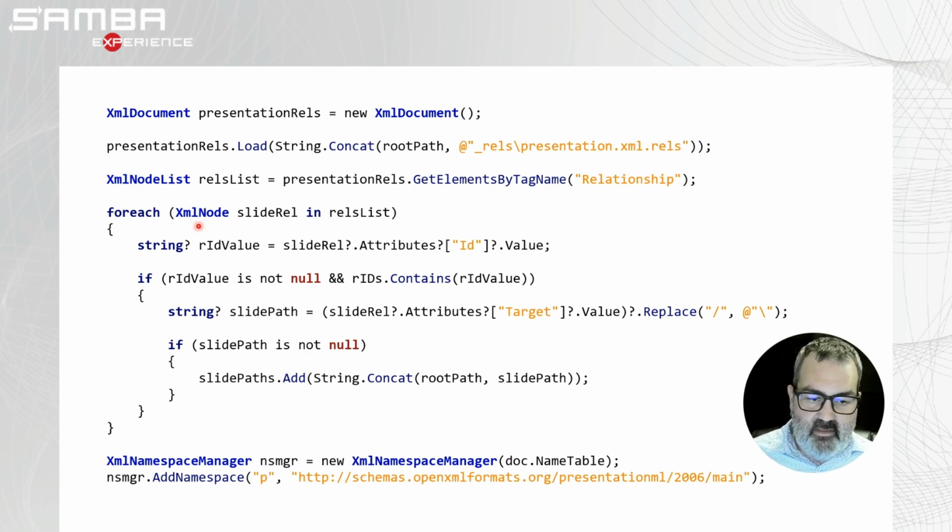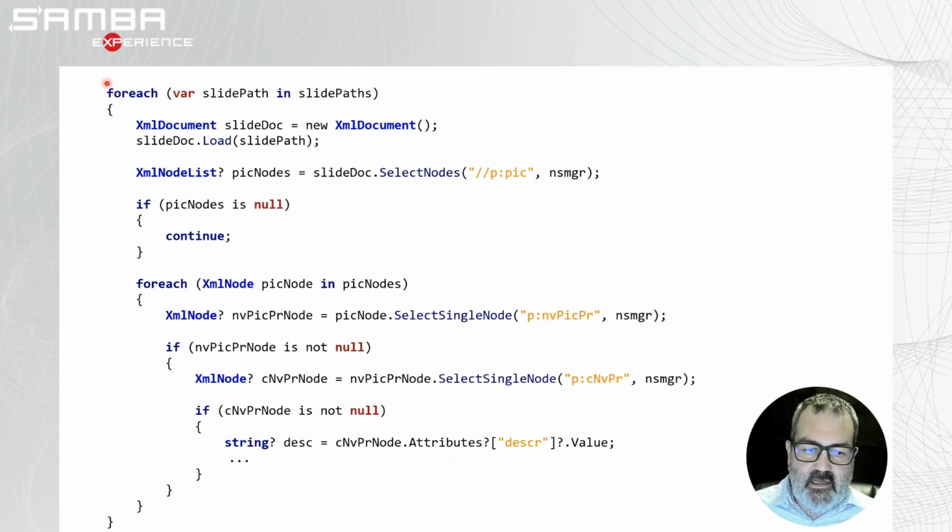then you can take it and you can use that slide path and you can get the target value, which is the path to the slide you need to open, and then add that slide to your list of slide paths. Once you've done that, you need to add an XML namespace manager for the P namespace that's coming up.